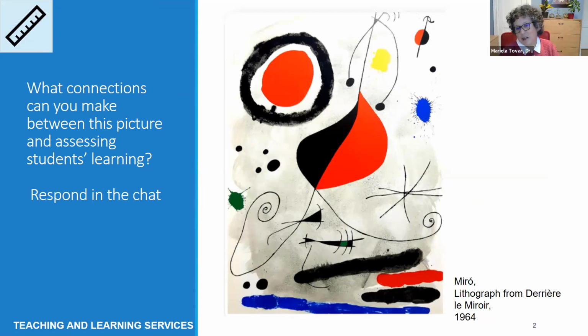This is a strategy that we use sometimes, and it's about making associations with a picture. There's no right or wrong answer. So as you start thinking about assessments for your courses, what connections can you make between this picture and assessing student learning? This is a free association. Don't think it through. Type your response in the chat. So what is it about this picture? Just look at it intensively and think about what association that gives you.